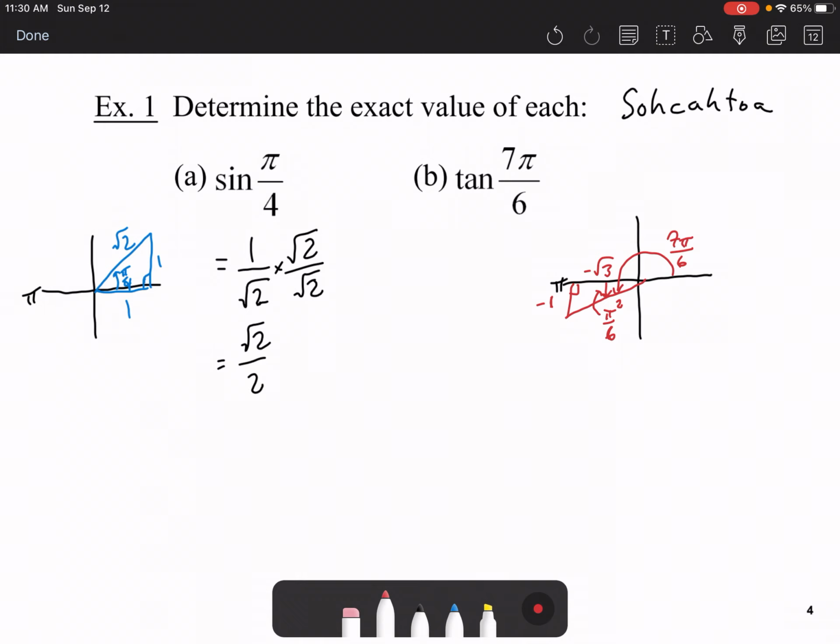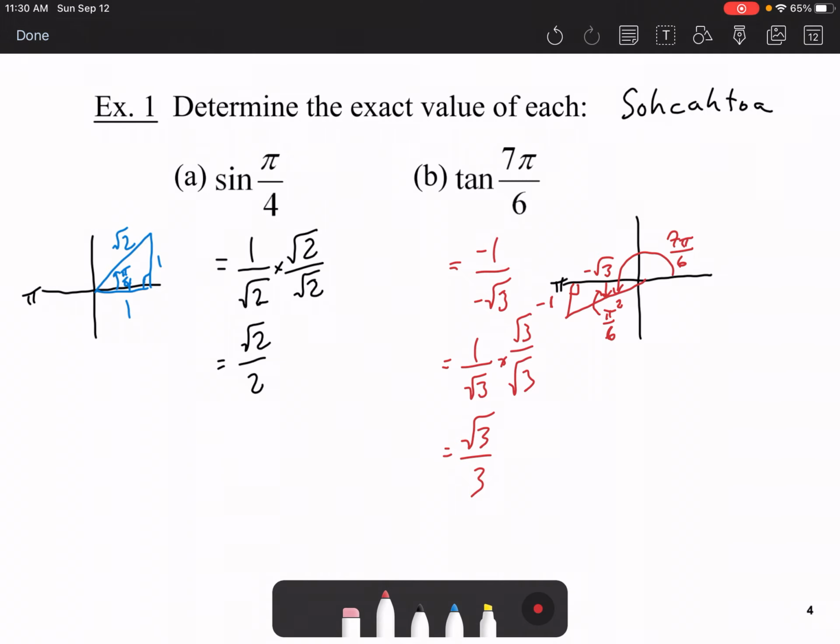So tangent, again, is opposite over adjacent. The opposite here is negative 1. The adjacent is negative root 3. First, I'm going to cancel out the negatives. Next, I'm going to get rid of the square root in the denominator. And I get an exact value of root 3 over 3.